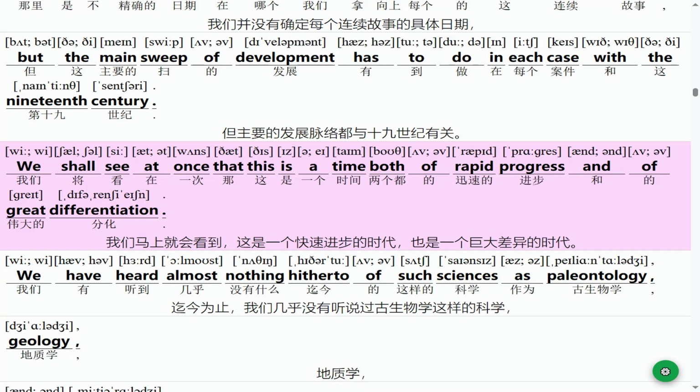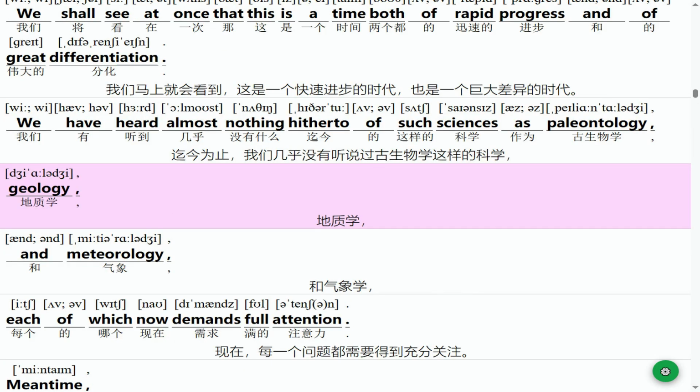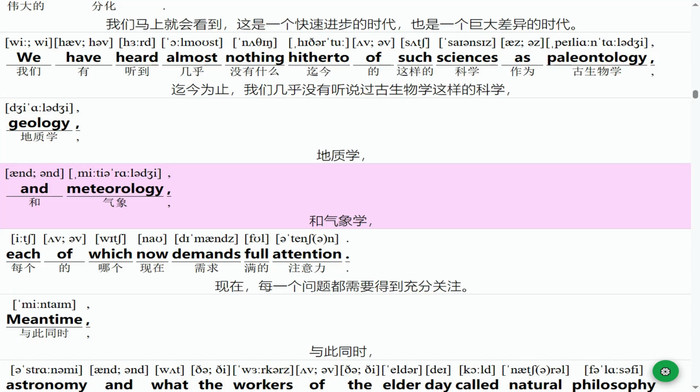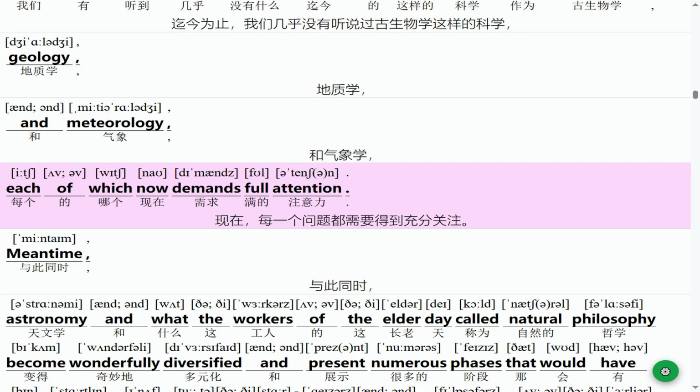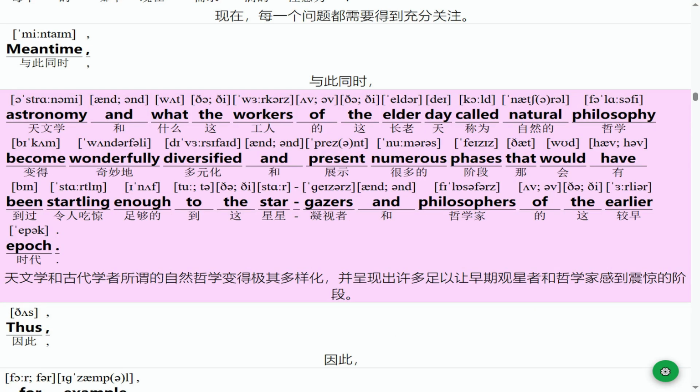We shall see at once that this is a time both of rapid progress and of great differentiation. We have heard almost nothing hitherto of such sciences as paleontology, geology, and meteorology, each of which now demands full attention. Meantime, astronomy and what the workers of the elder day called natural philosophy become wonderfully diversified and present numerous phases that would have been startling enough to the stargazers and philosophers of the earlier epoch.